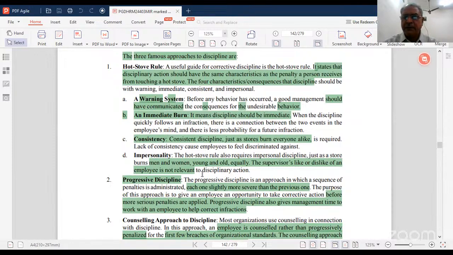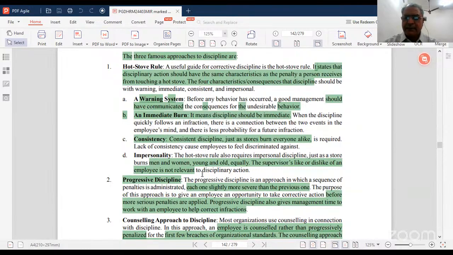An immediate burn. It means that discipline should be immediate. When the discipline quickly follows an infraction, there is a connection between the two elements in the employee's mind. There is less possibility of future infractions. When the action is taken immediately, then employees will be cautious and they don't go further and further.